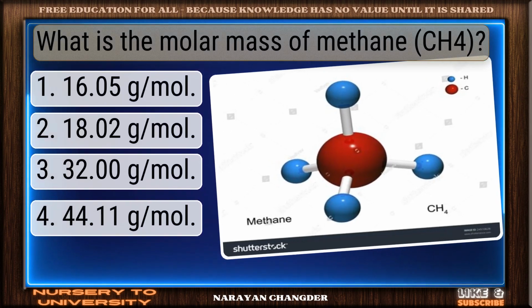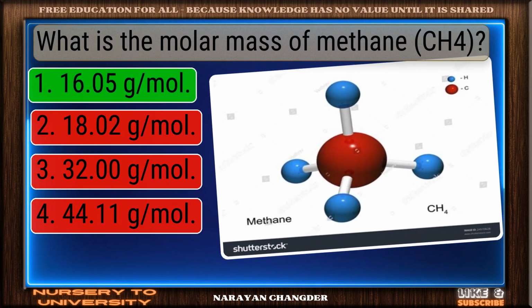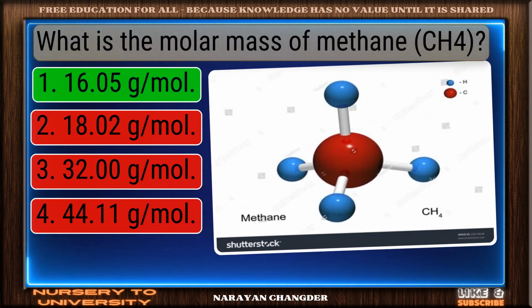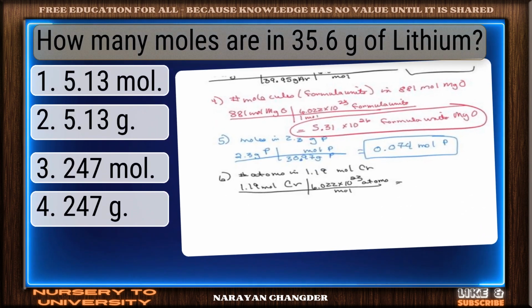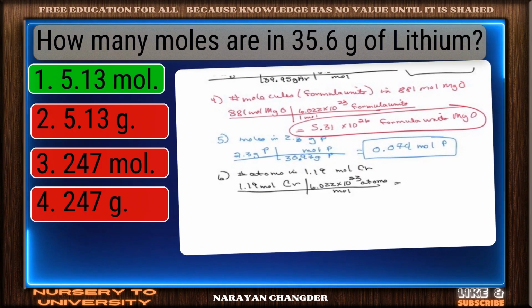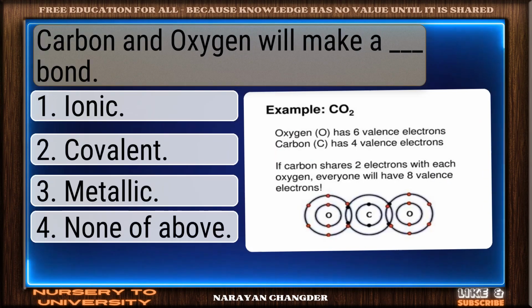What is the molar mass of methane? You're right. 16.05 g/mol is the correct answer. How many moles are in 35.6 g of lithium? Correct. 5.3 mol is the right answer.